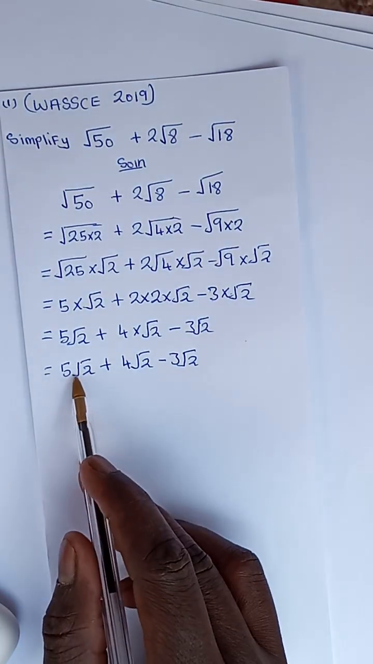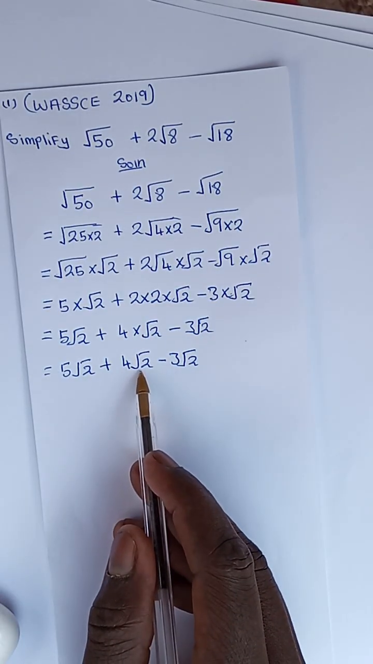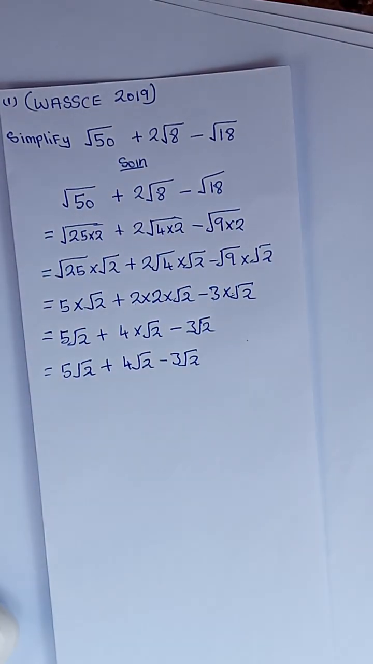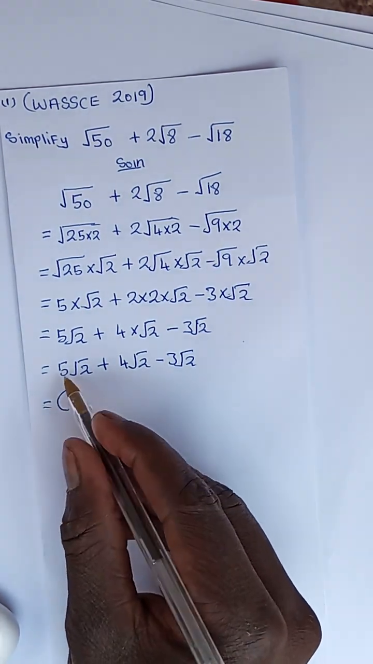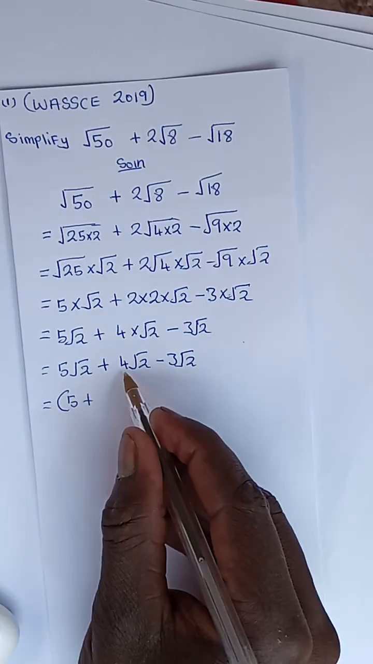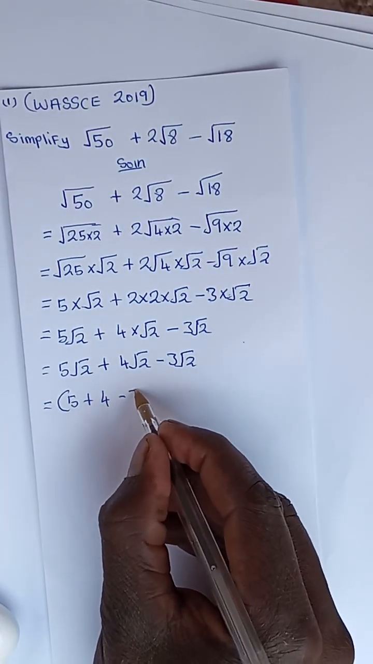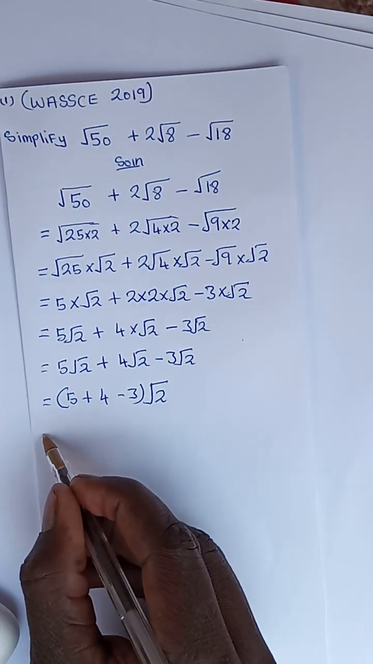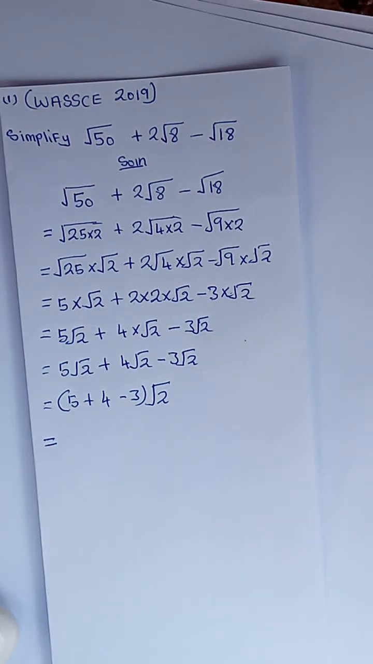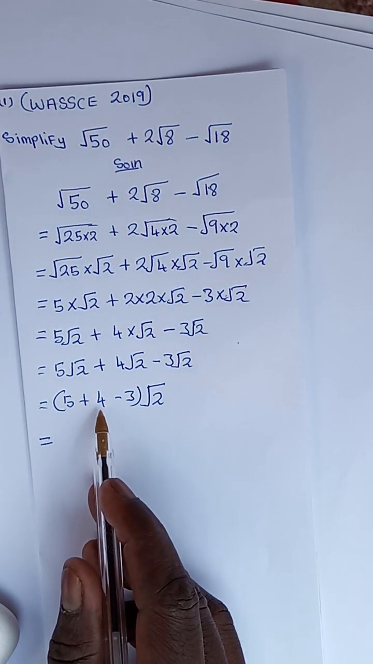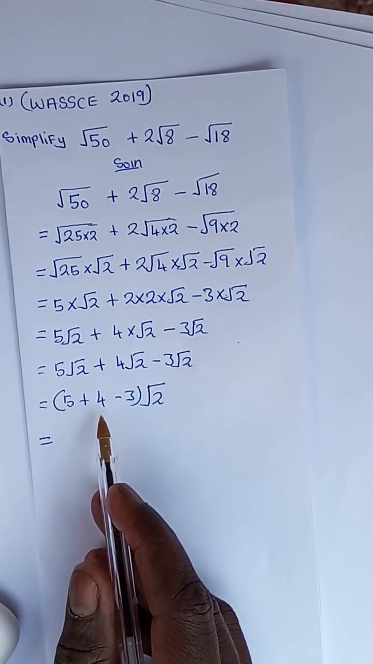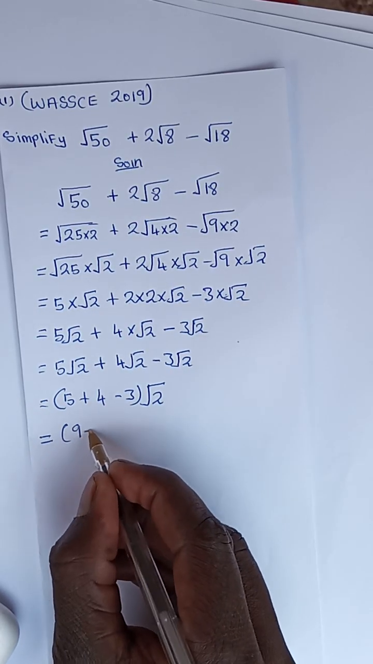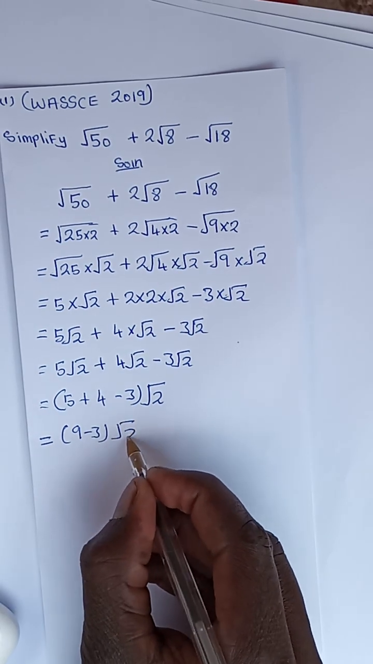In this case, you know that here is root 2, here is root 2, here is root 2. What are you going to do? We are going to factorize. Meaning, we open bracket. We say 5 plus 4 minus 3, all times root 2, because here is root 2, root 2, root 2. Meaning, if you add 5 plus 4, you are going to have 9 minus 3 root 2.